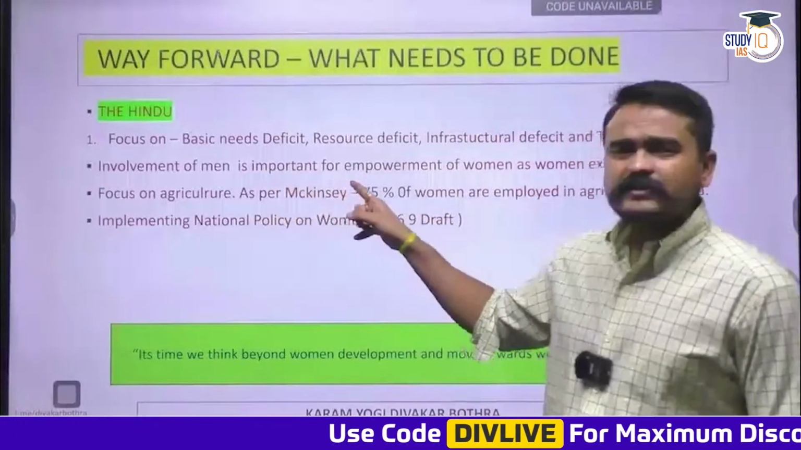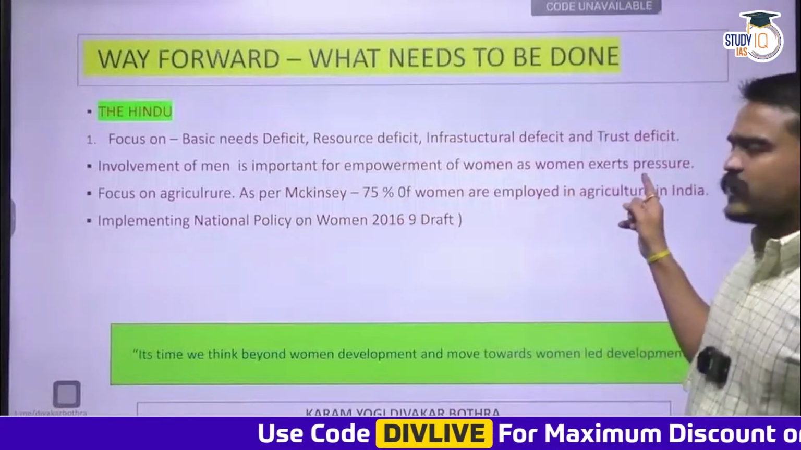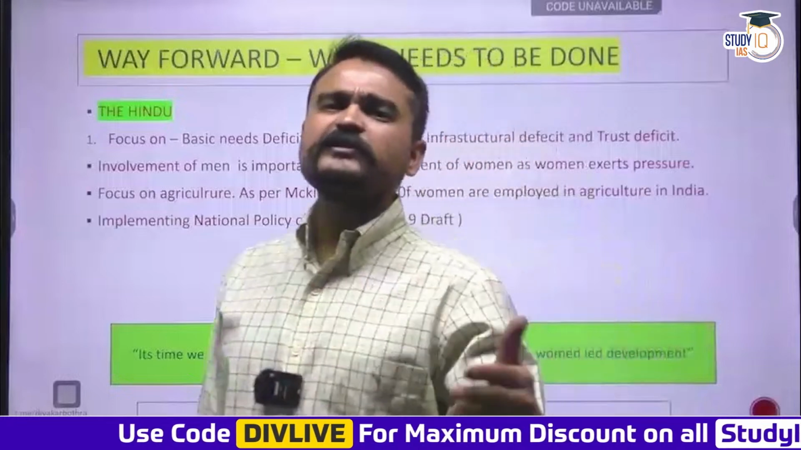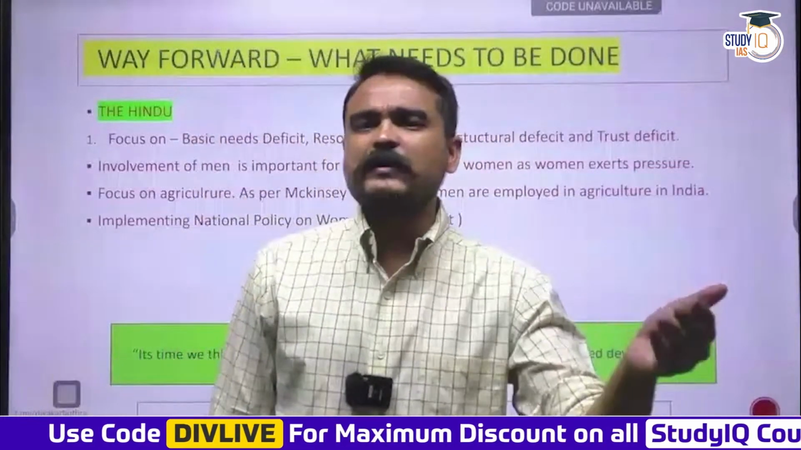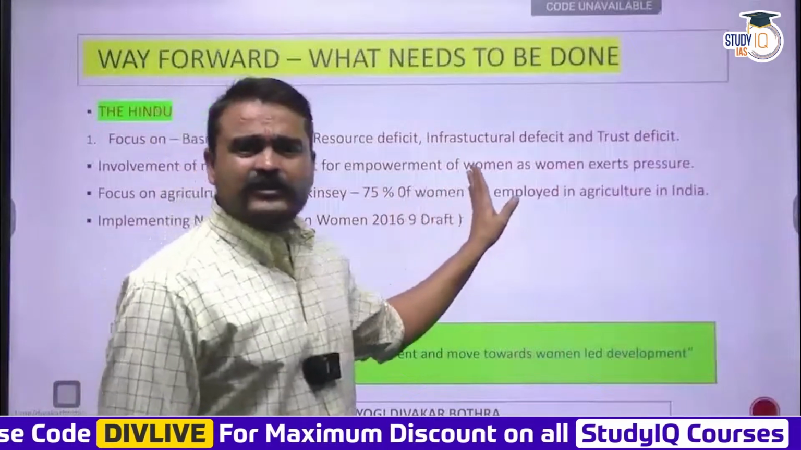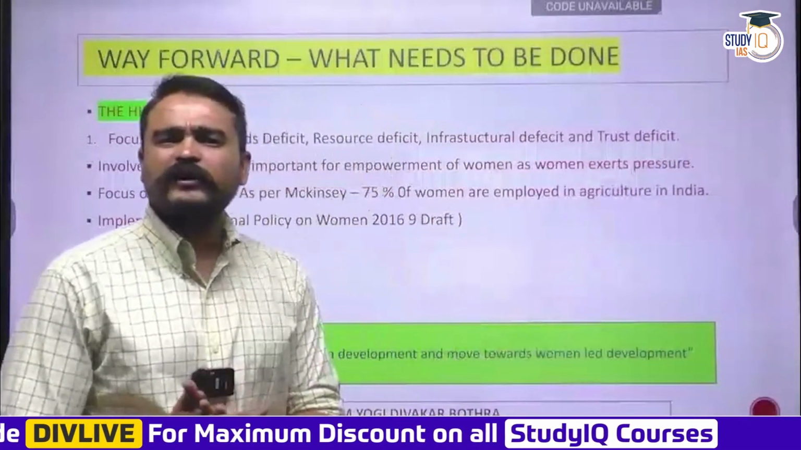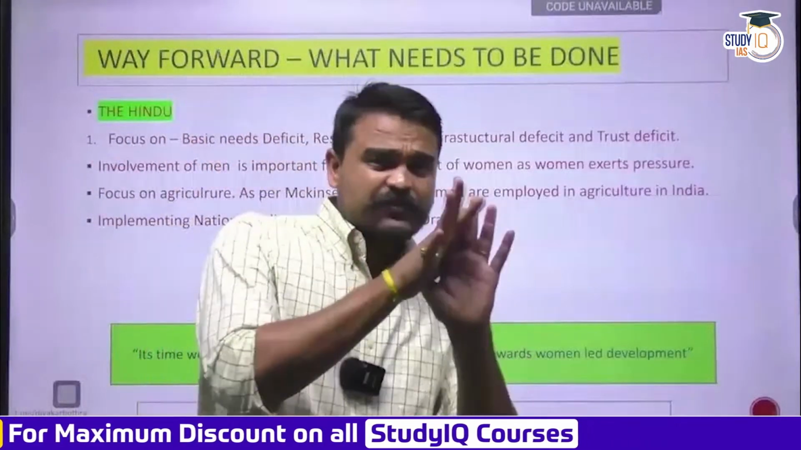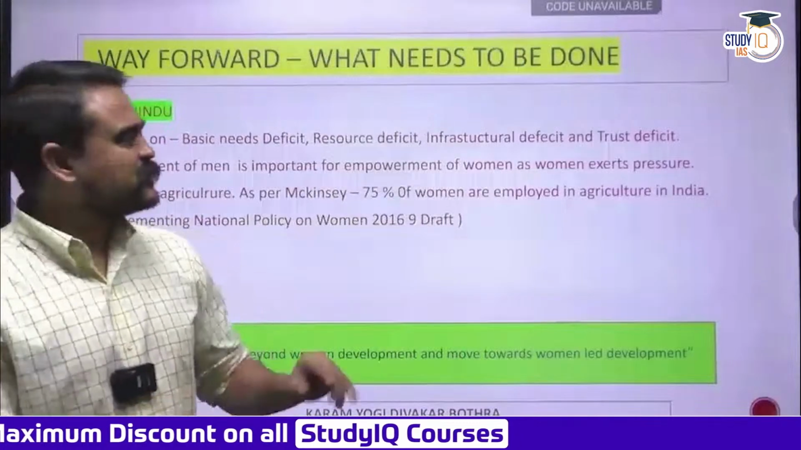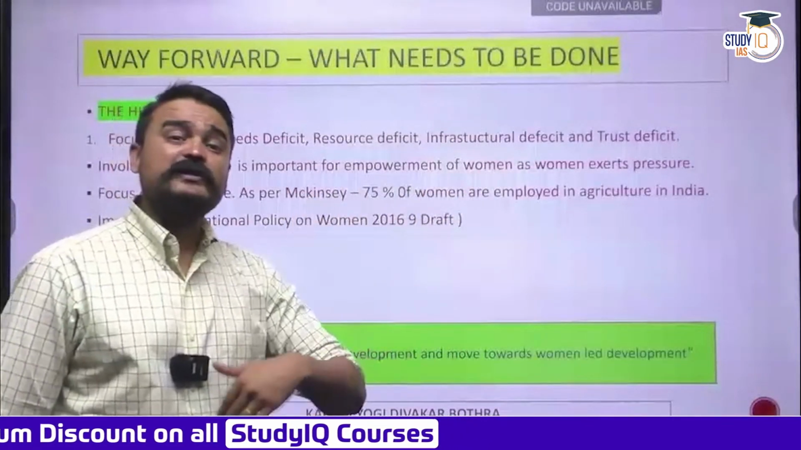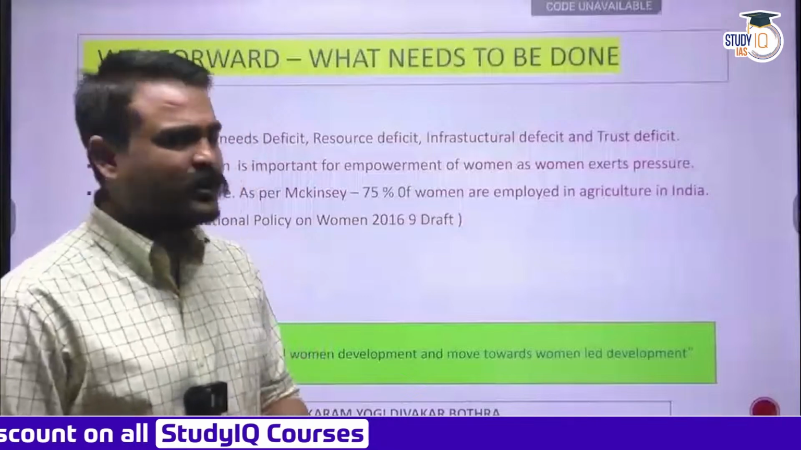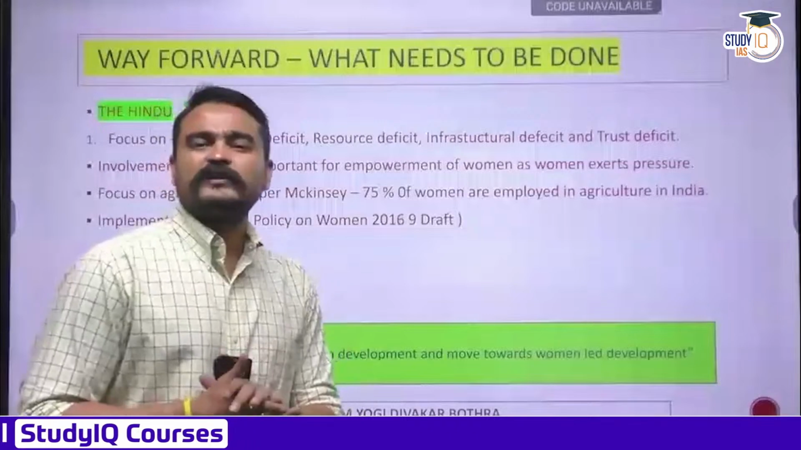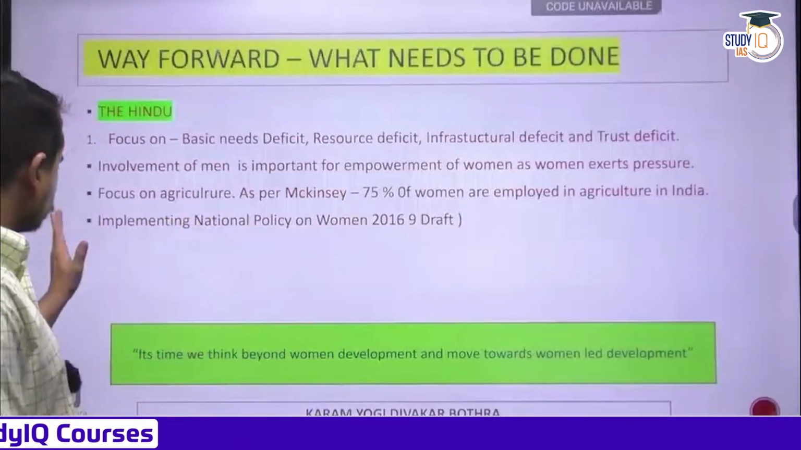McKinsey says 75% of women are employed in agriculture. There's another fact which I've discussed, 64%. These variations exist because of different data sets and different sample surveys. But let's say, 70% even if women are employed in agriculture, then there is an important need to develop women-specific policies in agriculture in order to improve their positions. And if the 75% women's position is improved, there is a possibility we can largely improve the overall well-being of the sisters present in our society.